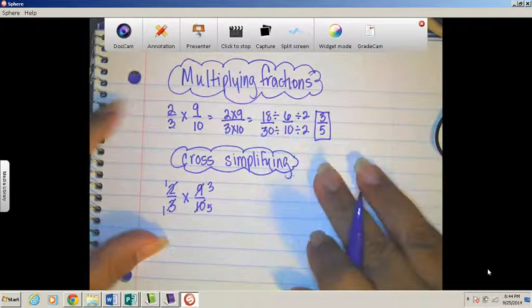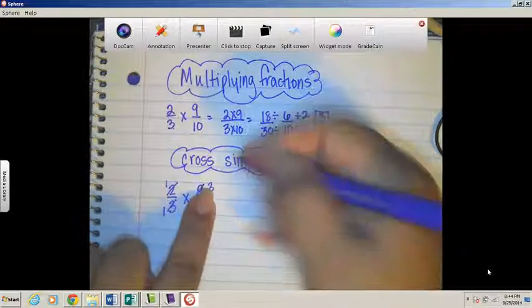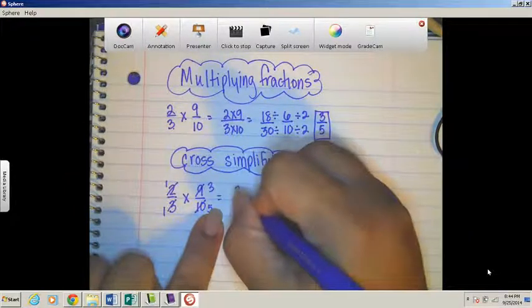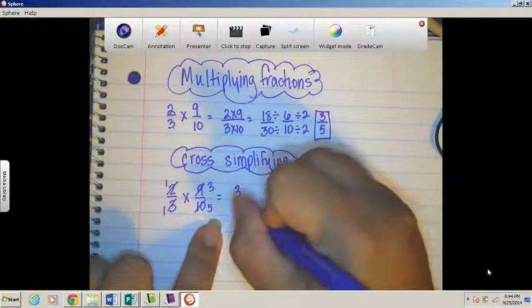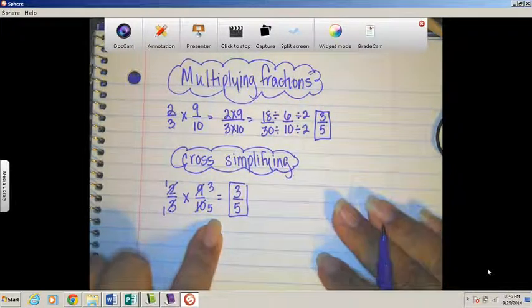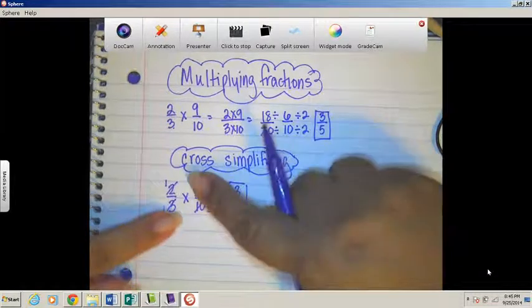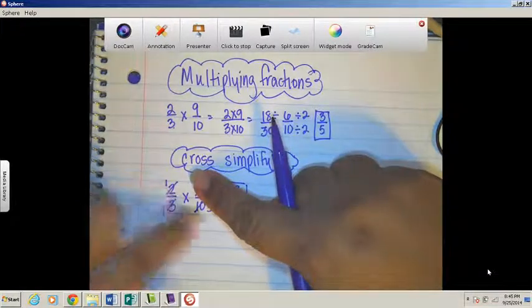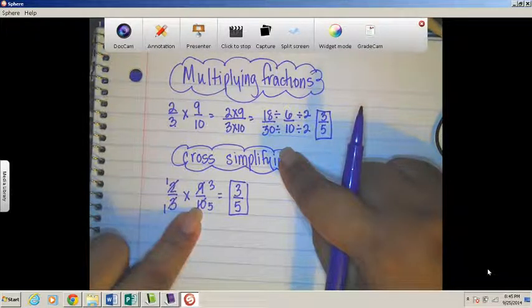Now I'm going to multiply my numerators. 1 times 3 is 3. 1 times 5 is 5. We are simply simplifying before we multiply. You are simplifying at a diagonal. You are not multiplying, you are dividing, you are simplifying.